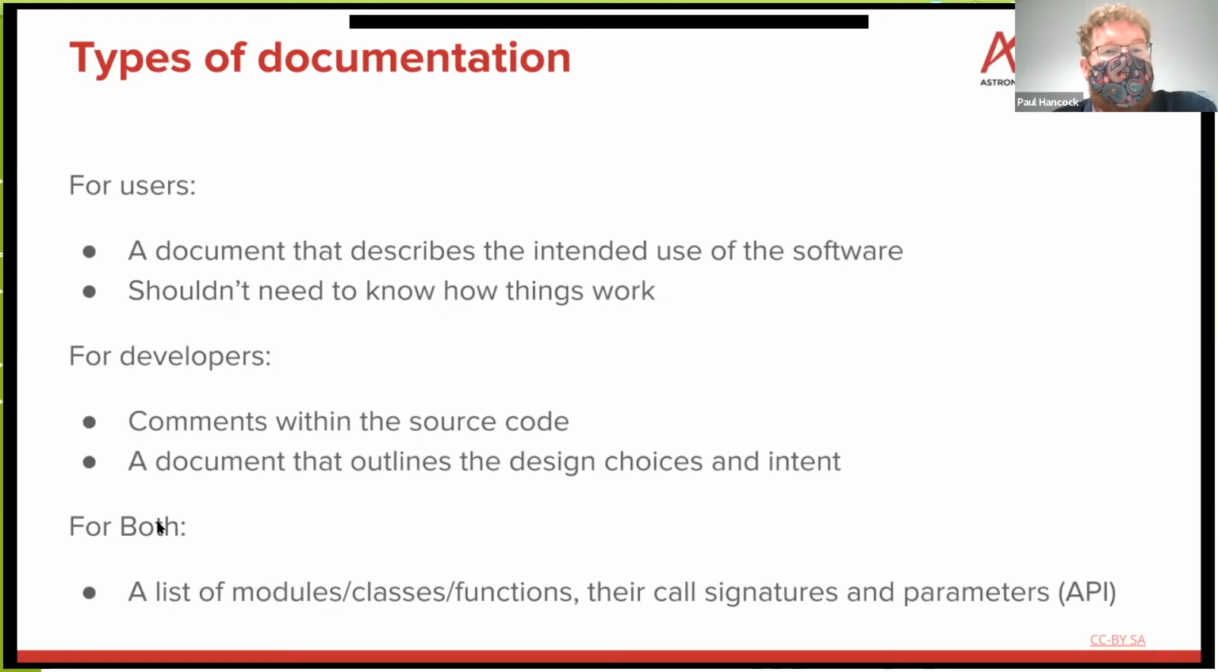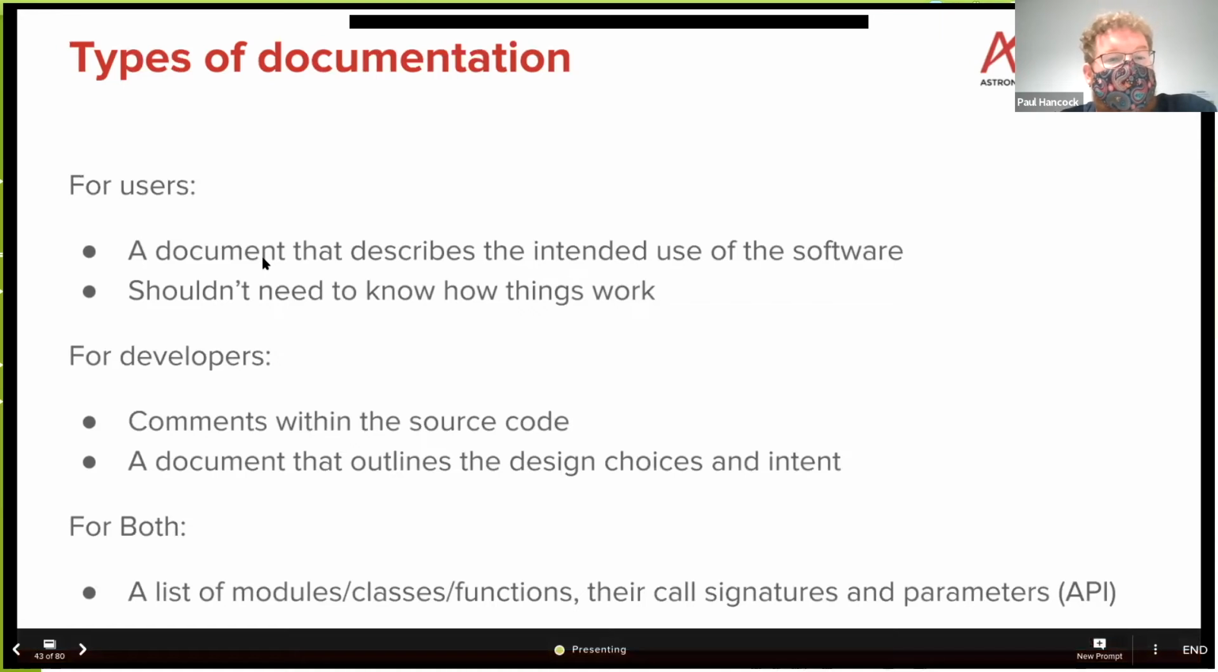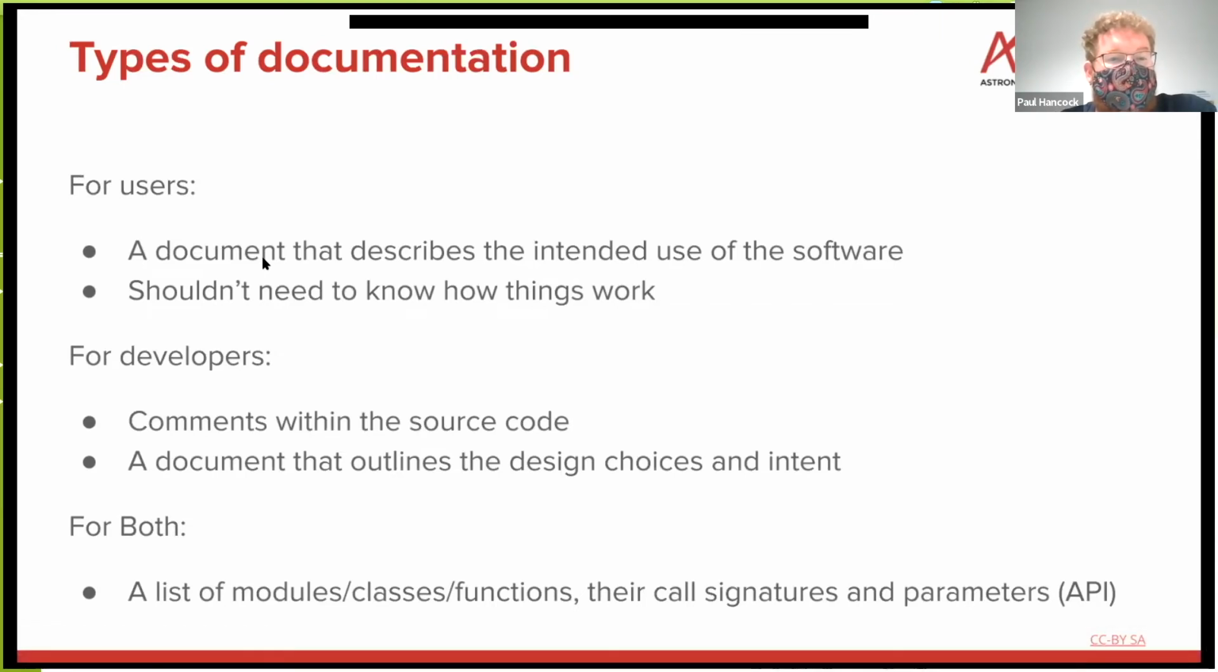There's different types of documentation depending on your audience. For the users, you want something that describes the intended use of the software. The users don't need to know how things work. They just need to know that things will work if they use the software in the right way. So they don't need to know all the details about the particular algorithms and program flow that's in place.